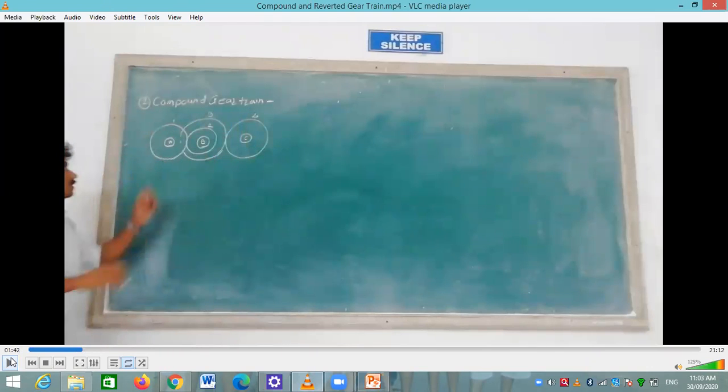Here there are three shafts A, B, C and four gears 1, 2, 3, 4. On shaft B there are two gears mounted, that is gear 2 and 3. Means in compound gear train, the first shaft is shaft A and last shaft is shaft C. First and last shaft consist of a single gear, but the intermediate shaft, that is shaft B, consists of two or more gears. So this type of train is called a compound gear train.